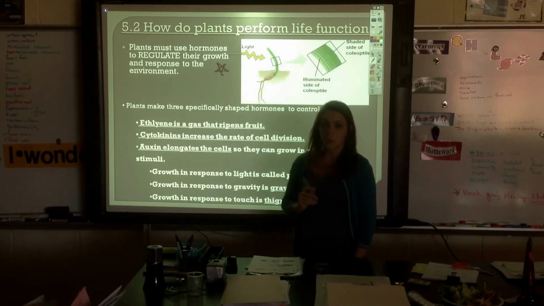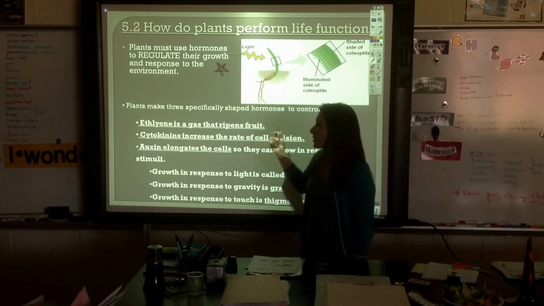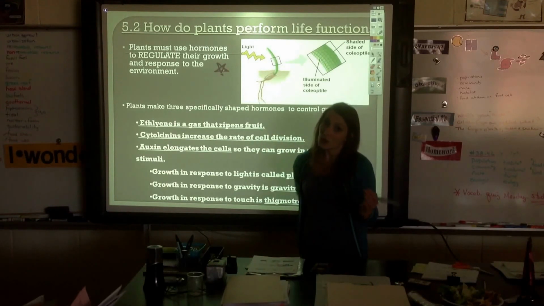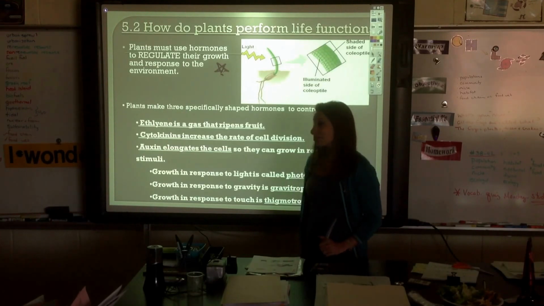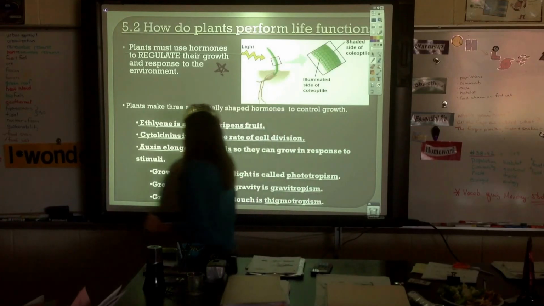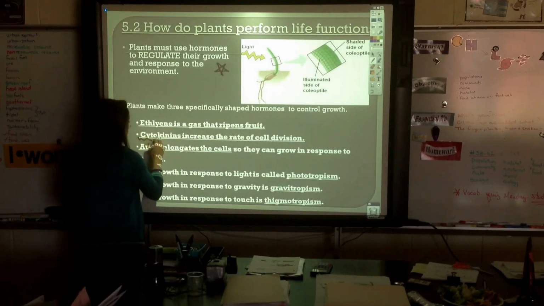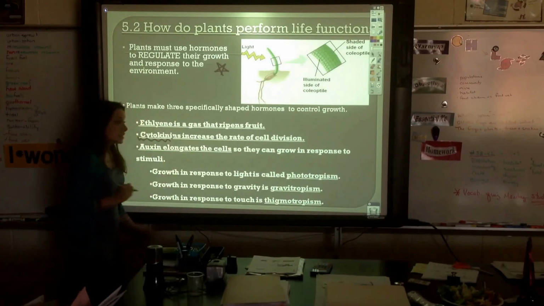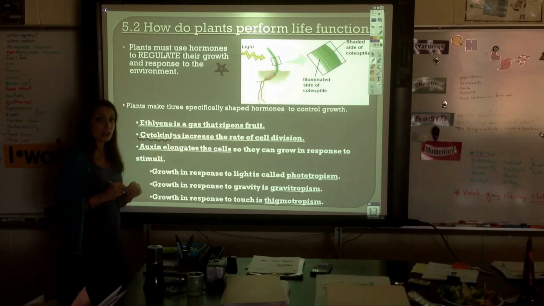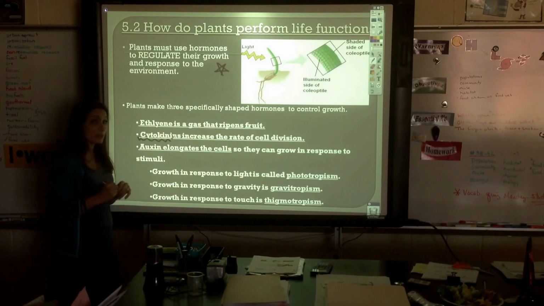Ethylene is going to be really important for ripening fruit. We'll get to talk about fruits tomorrow when we talk about reproduction. Did you know that when you eat a fruit, the plant is tricking you into helping it reproduce? Cytokinins. Now this one should look pretty familiar to you. If you'll underline cytokinin, it sounds like cytokinesis, which is how cells actually divide at the end of mitosis. So a good little review there of cell division.